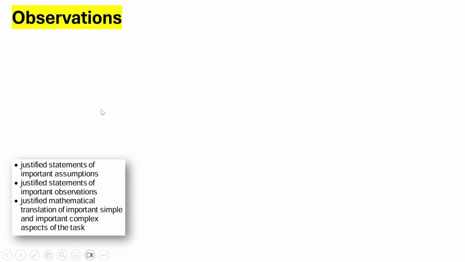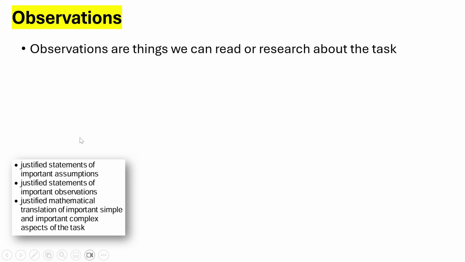All right, the next subheading, or I would have, is observations. Now you can see this is actually an element of the marking criteria all on its own. Justified statements of important observations. Right? An observation is something that you can read within the task or research for the task. So it is information that is written down or that is generally known or easily found by anyone.